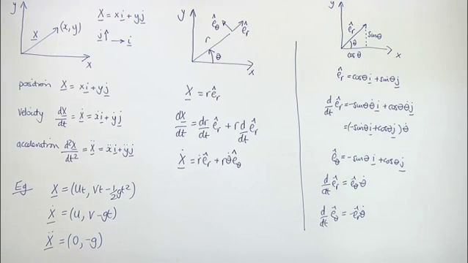Finally, if we want to find the acceleration in polar coordinates, we just differentiate the velocity vector in the same way.